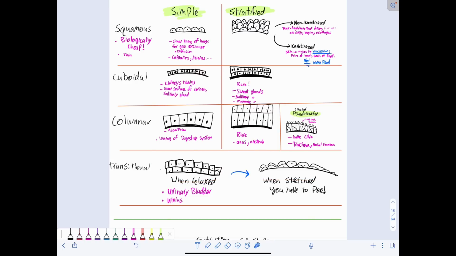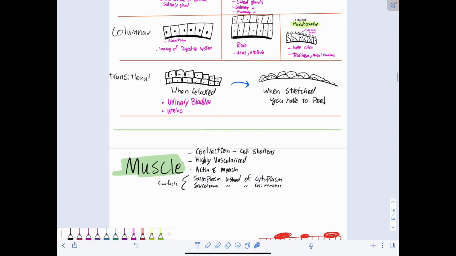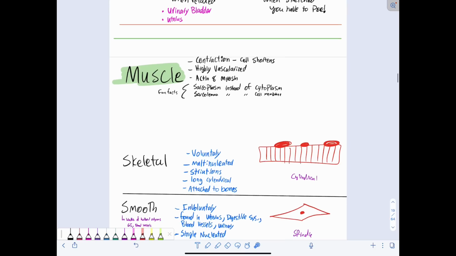So anywhere that goes through a lot of expansion, right? The bladder, when you're relaxed, when you don't have to pee, there's not much urine in there, it looks something like cuboidal. And then when you really have to pee, so it's really stretched, then it starts to look squamous, okay? And also in the uterus, where the baby is, I guess, made, well, not made, but you get it, it's growing.